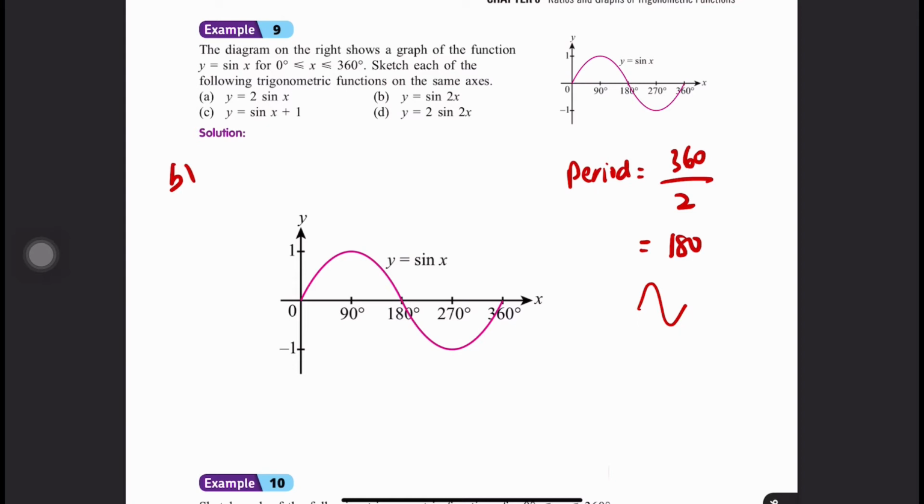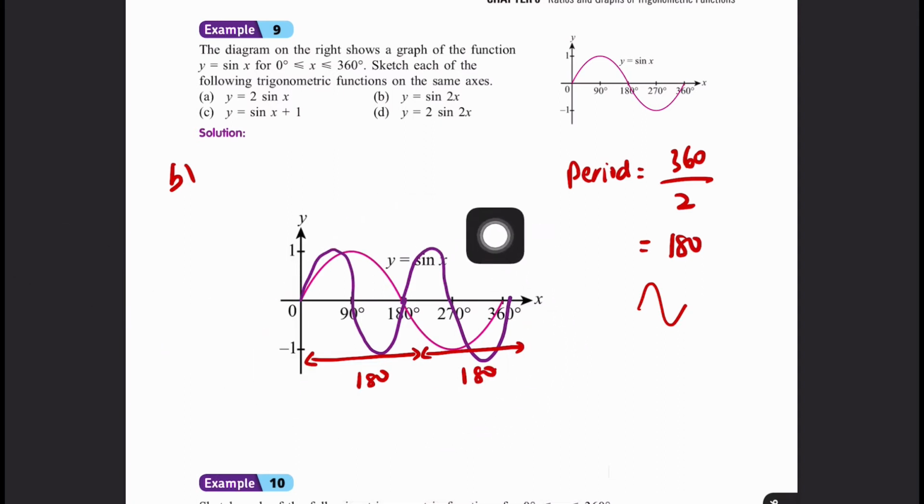Okay, so kita boleh lukis. This is the first one. 180. Okay, next. Lagi sekali. 2. Boleh? So kita ada, di sini kita boleh nampak period kita 180. So ada 2. There are 2 period of sine graph. So nampaklah 2 di sini. Okay. Apa jadi pula kalau kita ada Y equals to sin X plus 1?